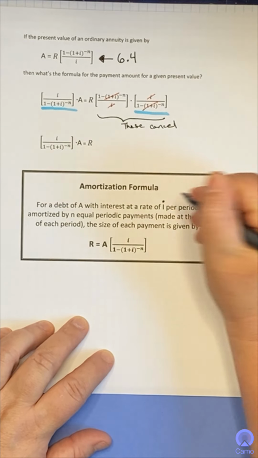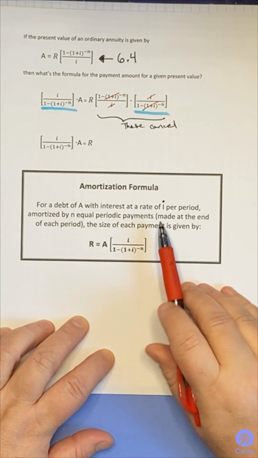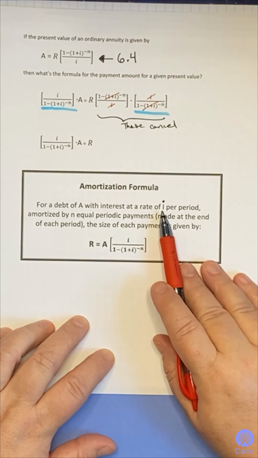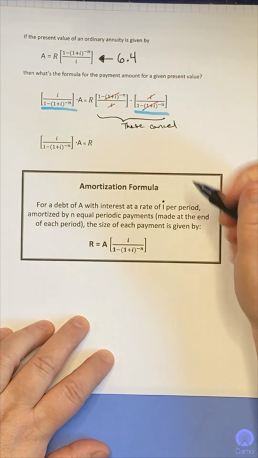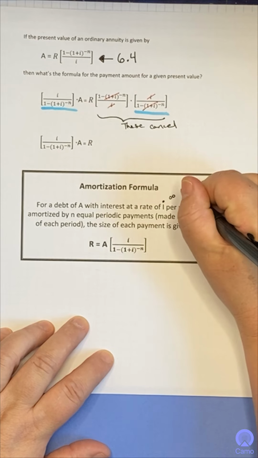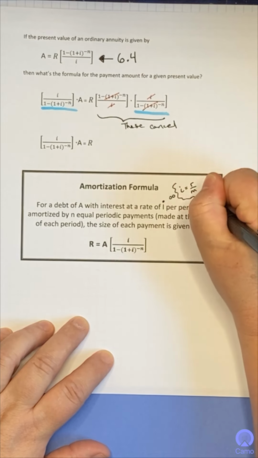I'm going to draw a little I there. Sometimes Microsoft Word insists on capitalizing I's and I can't make it stop. I per period. Remember, that's R over M. Remember that? I'll make a little note here. I equals the interest rate over M. Remember that.